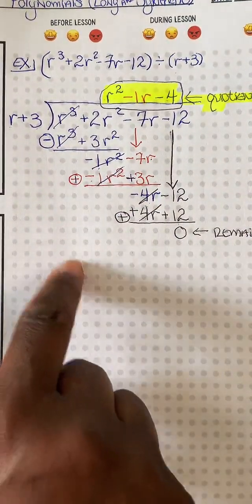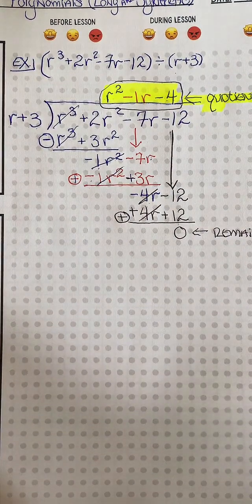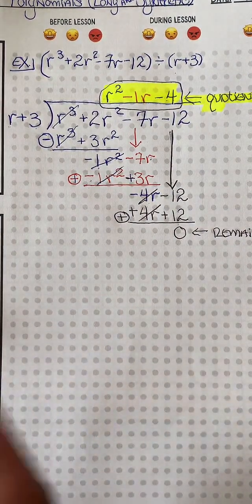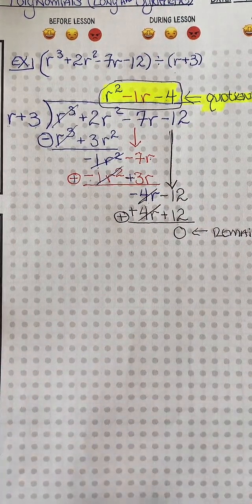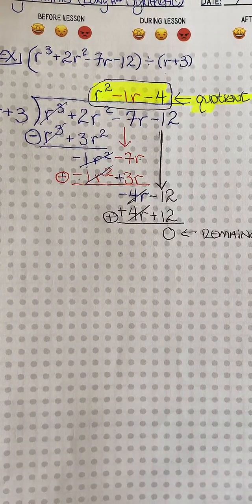Okay, so I want to do one more time with the long division. Then I'm going to use the synthetic division, which everyone loves. And I'm also going to be working on the grid method. Okay, so I got you. I got you. Trust me.